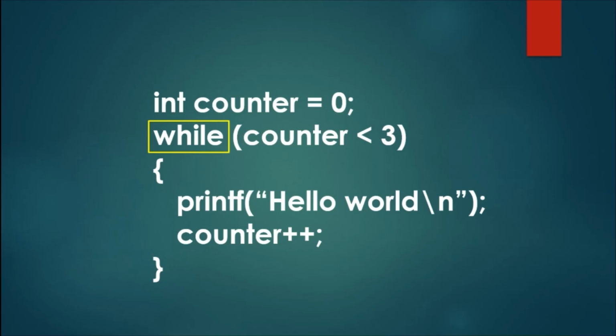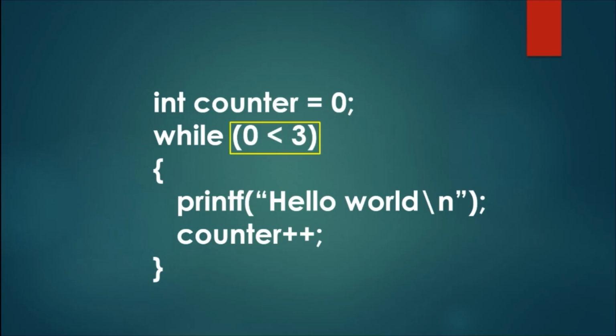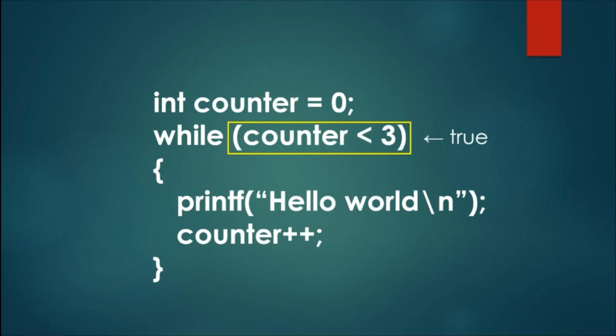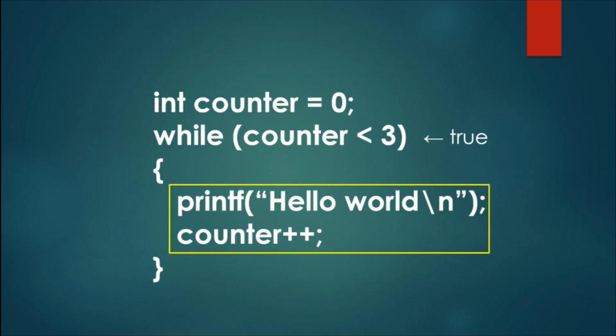And when the compiler gets to this line in our code, it's going to evaluate this expression. And this expression in the parentheses is to check, is the counter less than 3? Well, what is the counter? Currently, the counter is 0. So, is 0 less than 3? Well, yes, it is. So this expression is going to evaluate to true. And if this evaluates to true, the code in these curly brackets is going to run.